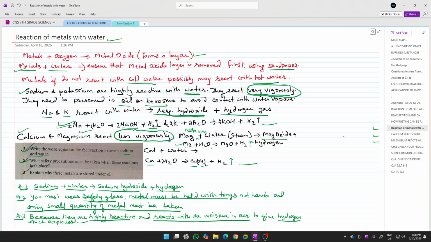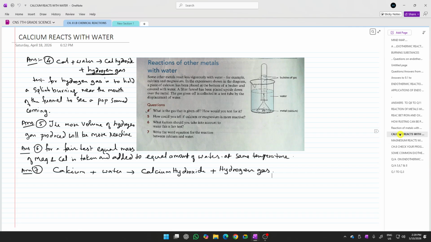So depending upon how much metal you have taken, if you have taken a small quantity of metal, the explosion will be very small. But if you take a large quantity of metal, the explosion will be more. Okay. So these were the 3 questions connected to this topic, reactions of metal with water, and we studied only sodium and potassium and calcium and magnesium so far. Fine. Now let us study in the next slide, calcium reaction with water.